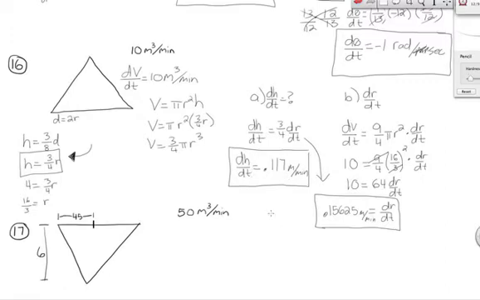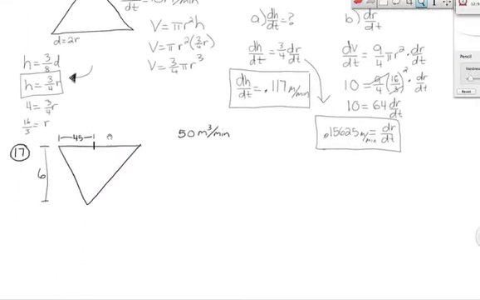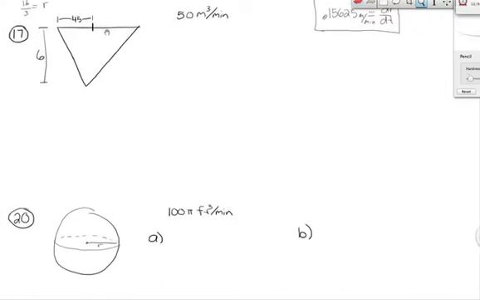Okay, so 17 is going to be a pretty similar question. We've got another cone, but this time it is a conical reservoir, and it's pointing down, and water is draining out of the basin at 50. So we have 50 meters cubed per minute, and it's draining out.